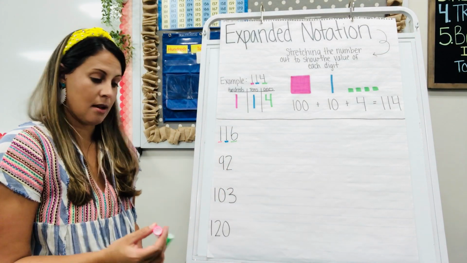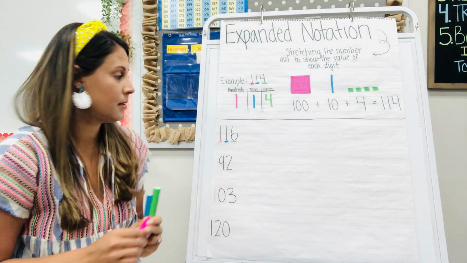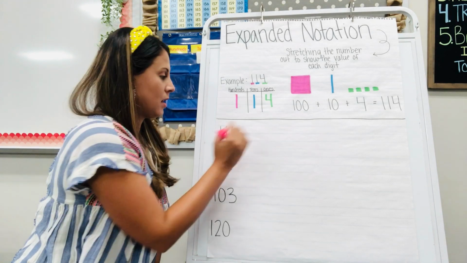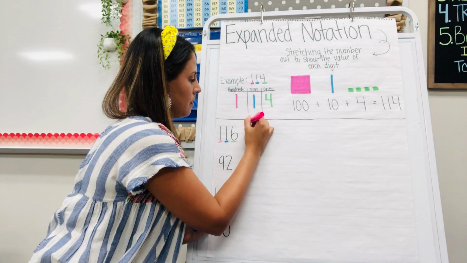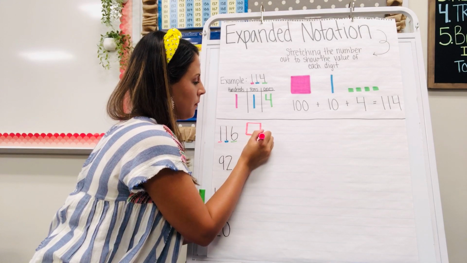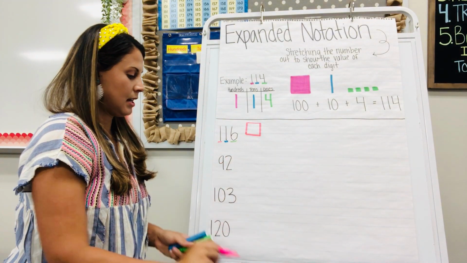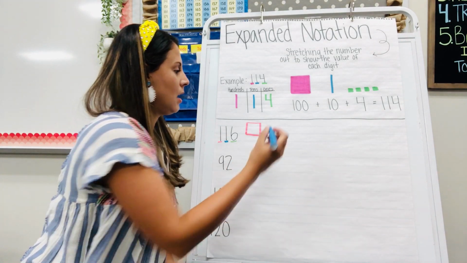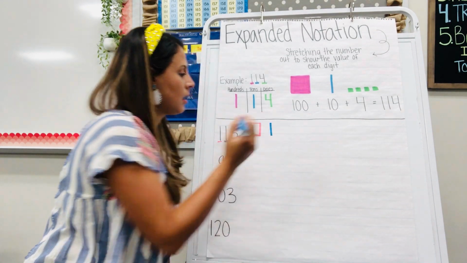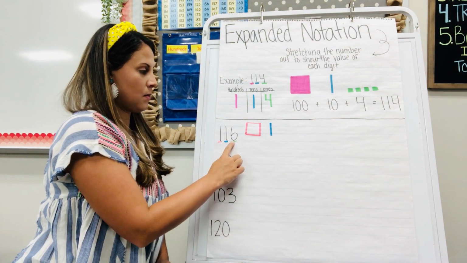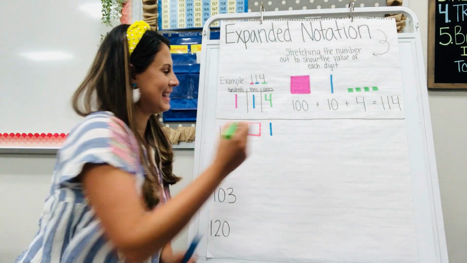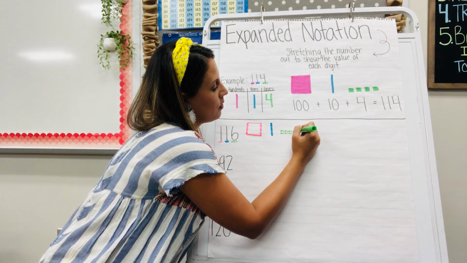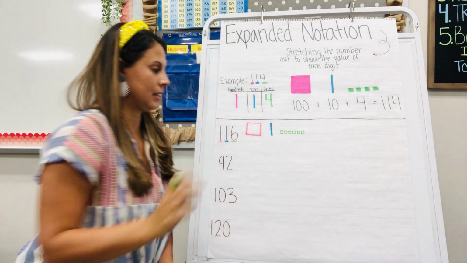So, I'm going to draw it. What do I need to draw first? 1 flat, or 100. Now I have how many tens? 1. So I'm going to draw 1 ten or 1 rod. How many ones? 6. 1, 2, 3, 4, 5, 6.